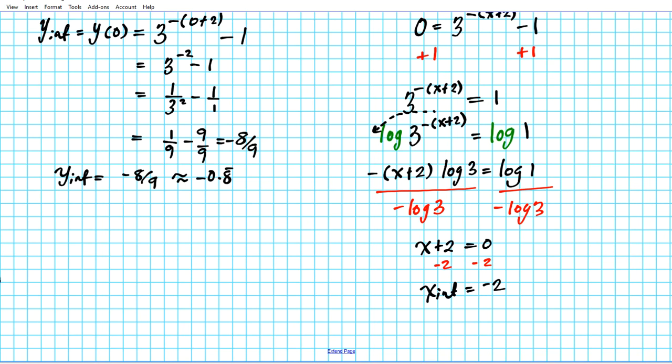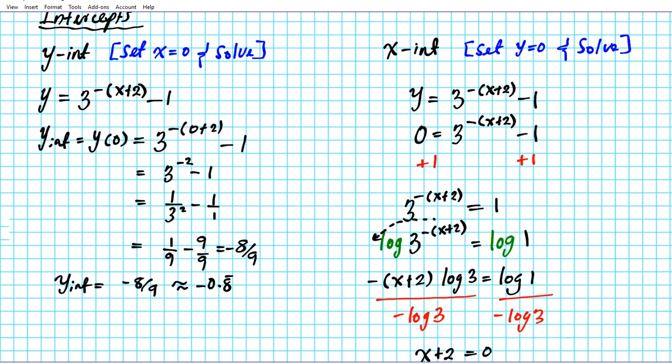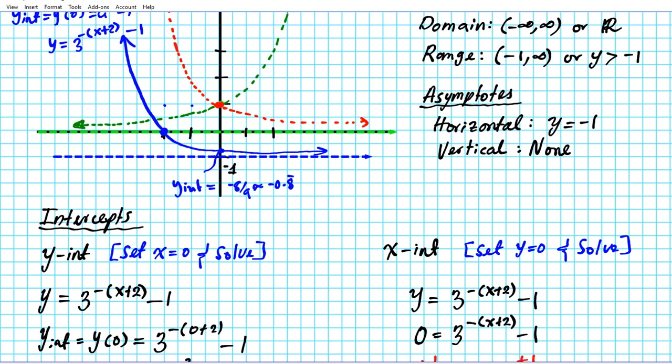And you can see that in the graph that we drew earlier. You have an x-intercept of negative 2 right there. So your x-intercept is negative 2.